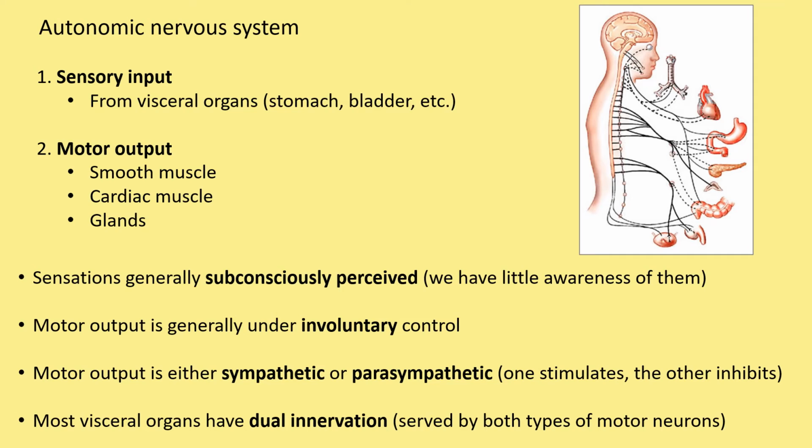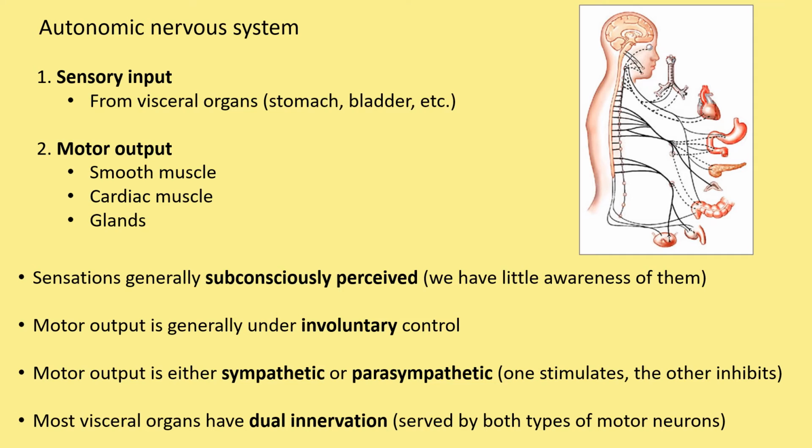And motor output is generally under involuntary control. So things are happening where you don't need to think about it. So if you stand up right now and go and get a glass of water, you know what's going to happen to your heart rate? Your heart rate's going to go up a little bit, and your heart is going to contract a little harder, and that will raise your blood pressure a little bit, and that will allow your blood to circulate faster to deliver oxygen and nutrients to the skeletal muscles that are helping you go and get a glass of water.